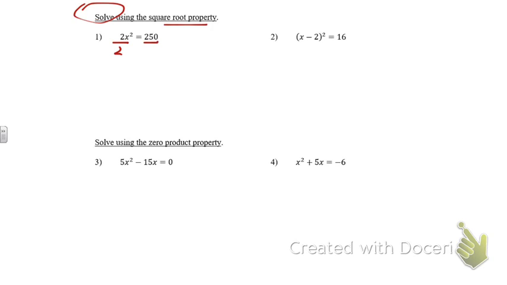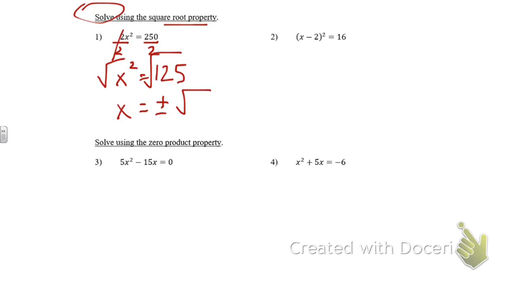Here I don't have a squared term by itself. I can divide both sides by 2. Now the squared term is by itself, so I can take the square root of both sides to solve. Remember, there are always 2 roots, and 125 can be broken down into 2 squares. I know that 25 goes in there because there are 5 quarters in $1.25. Anytime you have things that look like money, you can divide it by 25. So your final answer is plus or minus 5 radical 5. So it was not a perfect square.